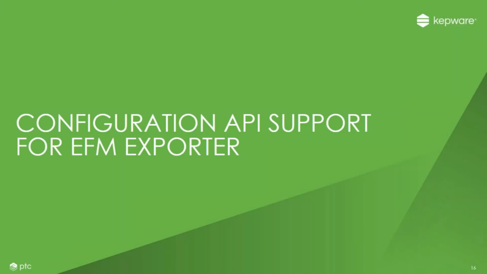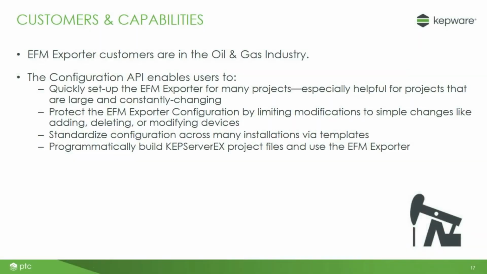So next up on our list of enhancements for version 6.2 is configuration support for the EFM exporter. The EFM, or electronic flow meter exporter, allows customers to gather historical flow measurement data from remote meters. Adding this plug-in to the configuration API functionality enhances customers' ability to configure and modify KEPServerEX projects across their system.